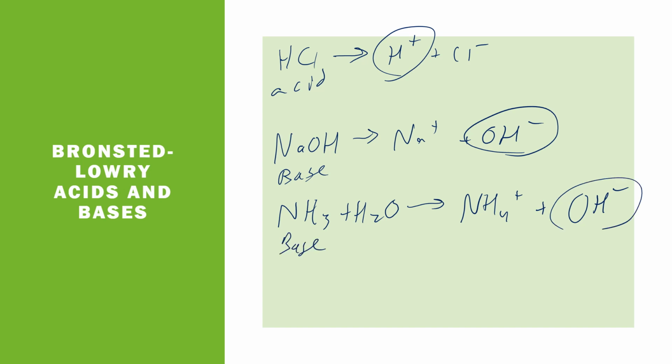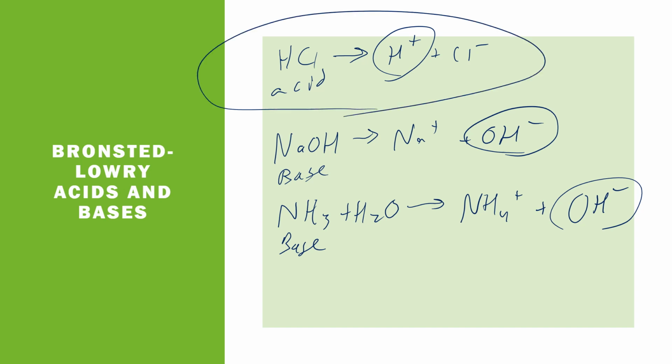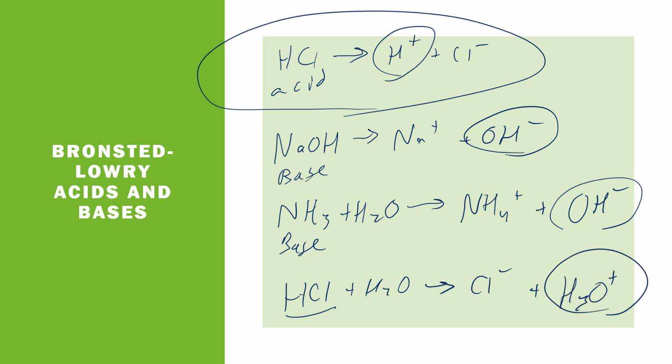Alrighty. You could also write your acid as reacting with water instead. HCl plus water reacts to form, the acid will lose the hydrogen and the base will gain the hydrogen. So that becomes H3O plus, which is hydronium, or this is essentially the same thing as hydrogen ions.